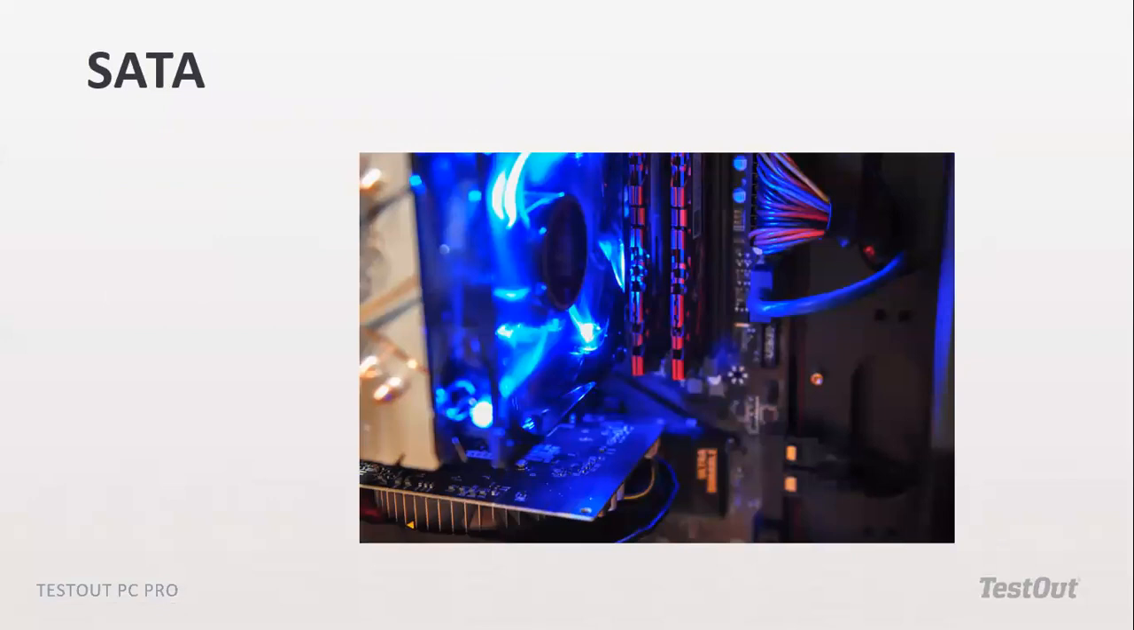Serial Advanced Technology Attachment. Okay, serial advanced technology. And what is it? What is serial advanced technology attachment? What is SATA?